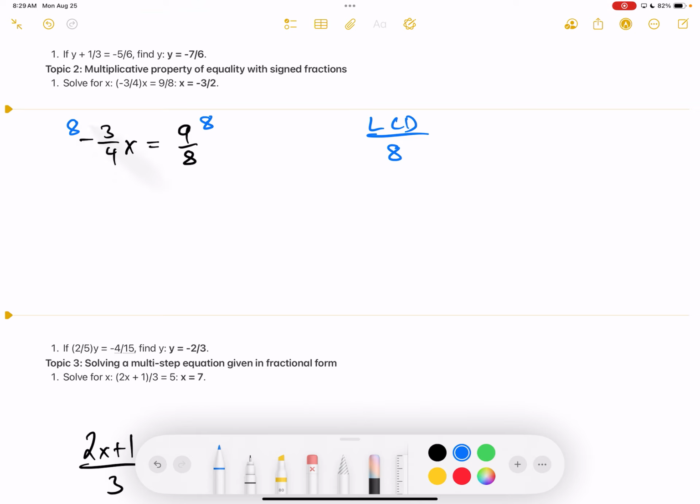So this is the harder part. 8 divided by 4 is 2, and then 2 times negative 3 would be negative 6. And on this one, I have an 8 on top and an 8 on bottom, so they cancel out, and I get 9. And then you just divide by negative 6. And I guess you could divide both those by 3, and you get negative 3 halves.